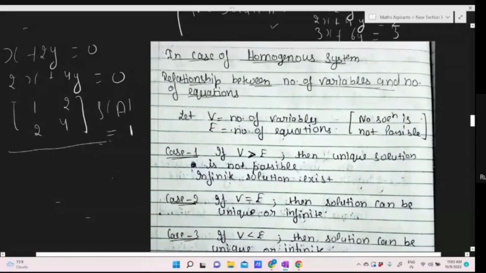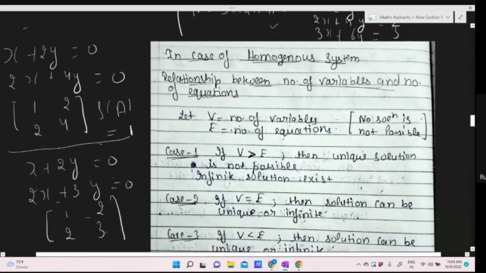If we talk about the unique solution, then let us take a system x plus 2y equals 0, 2x plus 3y equals 0. Here you can see 1, 2, 2, 3 is the matrix form. Here the rank of this matrix is 2, which is equal to the number of variables. Therefore, the solution is unique.